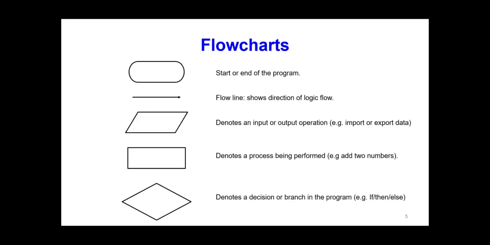So how do we make these flowcharts? Here are a few standard symbols that are often used in flowcharts. We have this pill shape that indicates the start or end of the program, and flow lines that show the direction of logic flow and connect the different symbols. We have this trapezoid that denotes an input or output operation. We have rectangles that denote a process being performed. And finally, we have these diamonds that denote a decision or branch in the program, such as an if, then, or else statement.